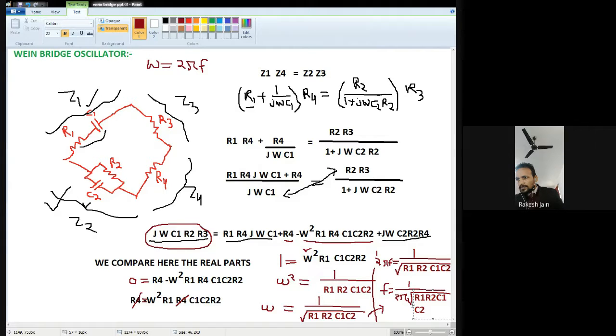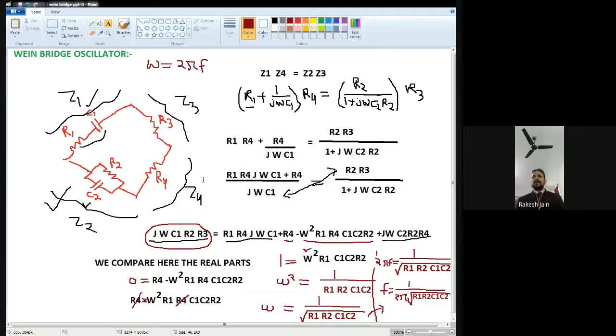Okay, I just decreased some font size so it can be shown there. So f is equal to 1 upon 2 pi root of R1 R2 C1 C2. This is the frequency of oscillation formula for a Wein bridge. One more thing you should remember: yes, this is the frequency of oscillation formula for the Wein bridge.